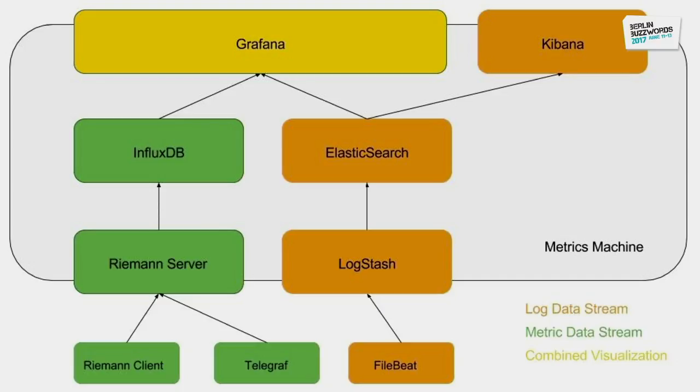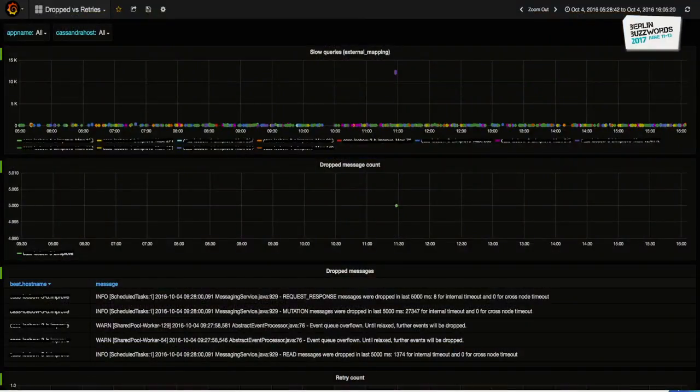And we are storing metrics in InfluxDB. And orange is our log data stream. We have Filebeats sitting on machines, shipping to Logstash. Logstash is processing stuff, storing in Elasticsearch. And we are still having Kibana to look at our raw logs, because sometimes we need to jump into raw logs and figure out what is going on. We are using Grafana on top of both InfluxDB and Elasticsearch, and we are creating dashboards like this.